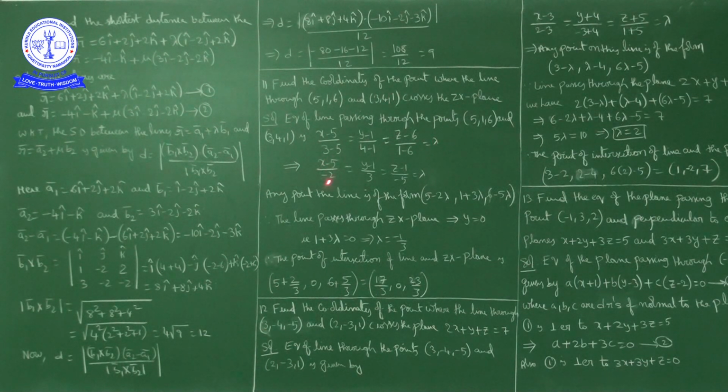So nothing but x minus 5 by minus 2 is equal to y minus 1 by 3 is equal to z minus 6 by minus 5 is equal to some lambda. Now if we equate x minus 5 by minus 2 is equal to lambda, so what we get? X ordinate as 5 minus 2 lambda. y minus 1 by 3 is equal to lambda, so y minus 1 is equal to 3 lambda. Y is equal to 1 plus 3 lambda. Z minus 6 by minus 5 is equal to lambda.